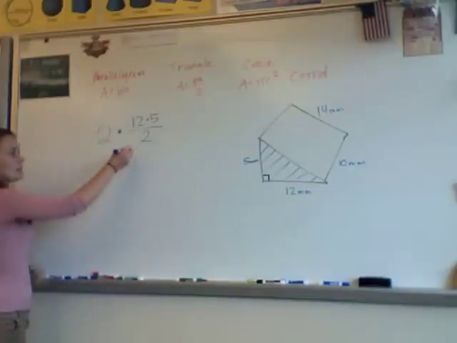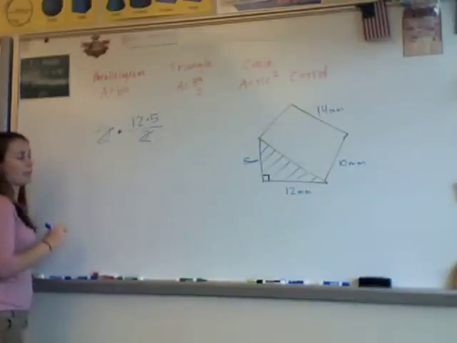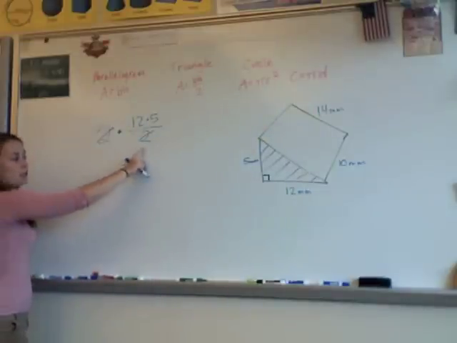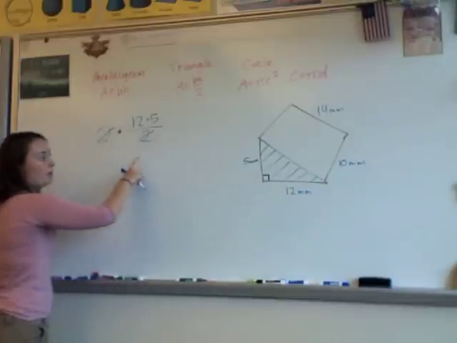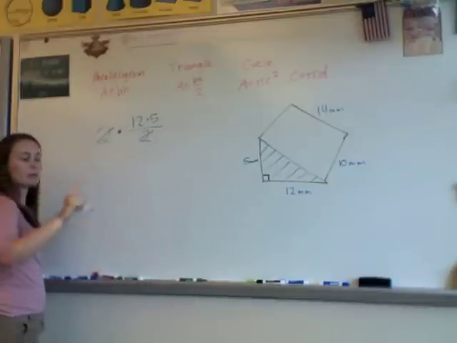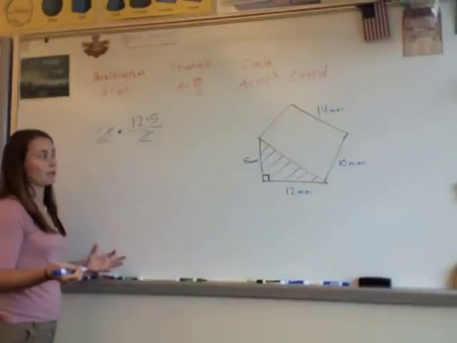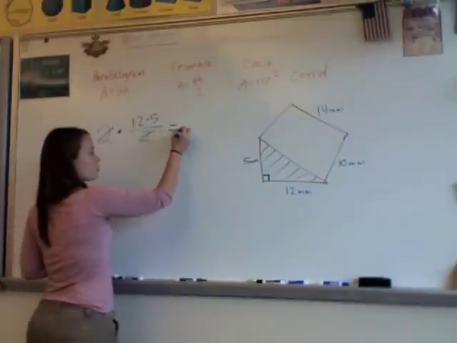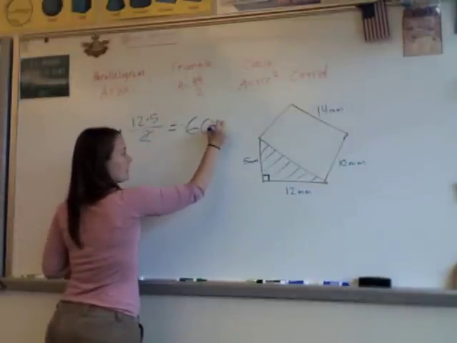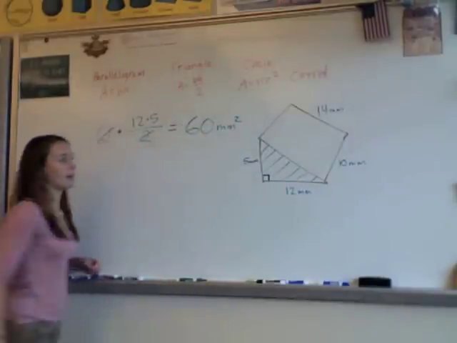So really, the 2s end up canceling each other out if you remember that. But be careful. Make sure you divide by 2 before you double, because sometimes people do 12 times 5 and then times 2, so they have twice as much for the triangle as they should. Alright, so our triangles end up 60 millimeters squared, still area.